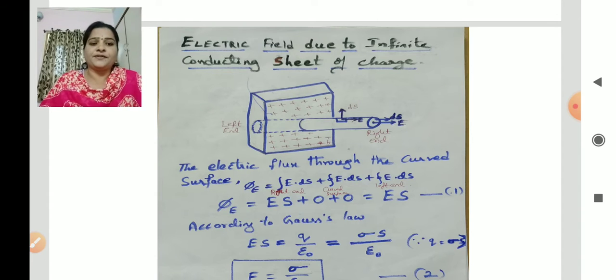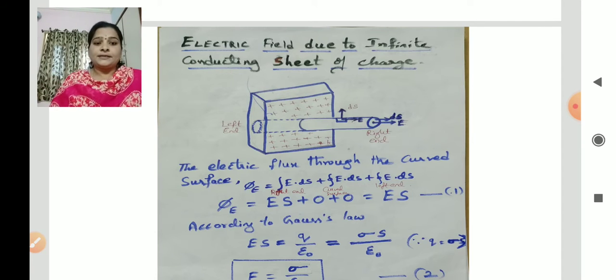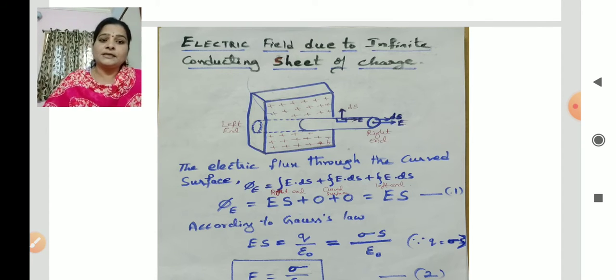First of all, if you consider the total Gaussian surface, the total flux is equal to the integral of E dot ds, where ds is the infinitesimal area. If you integrate it along the total surface area of the left end, I can write it as the integral of E dot ds.